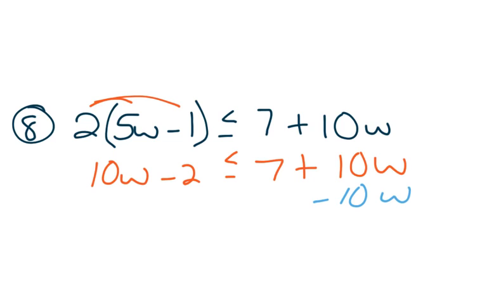I'm going to subtract 10w from the right side, and if I subtract 10w from the right, I need to do the same thing on the left. But again, I'm running out of variables. I've got negative 2 is less than or equal to 7.